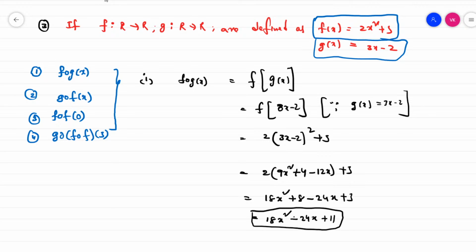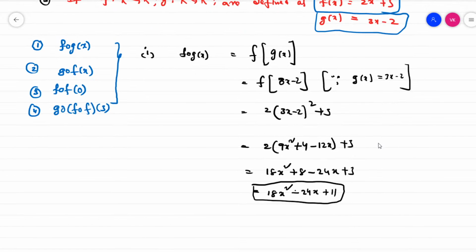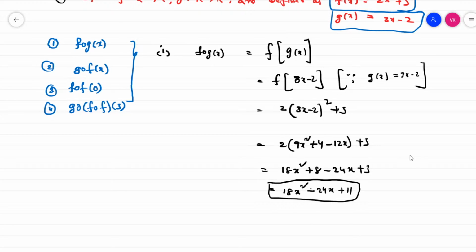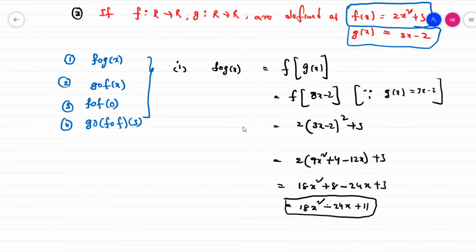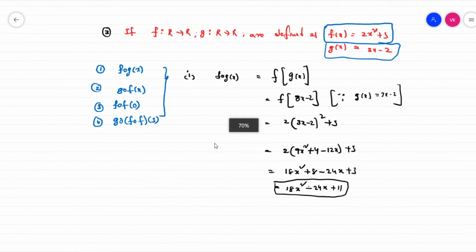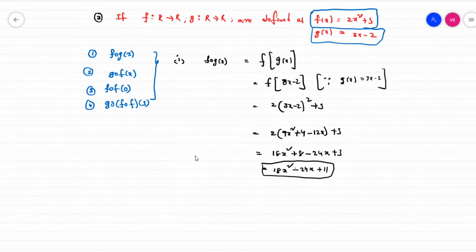Okay, let's move to the second one. And those who are watching, try to answer each and every one. Given that the functions are there and the questions are also there, now you can try the answers. Yes, now go for the second one.